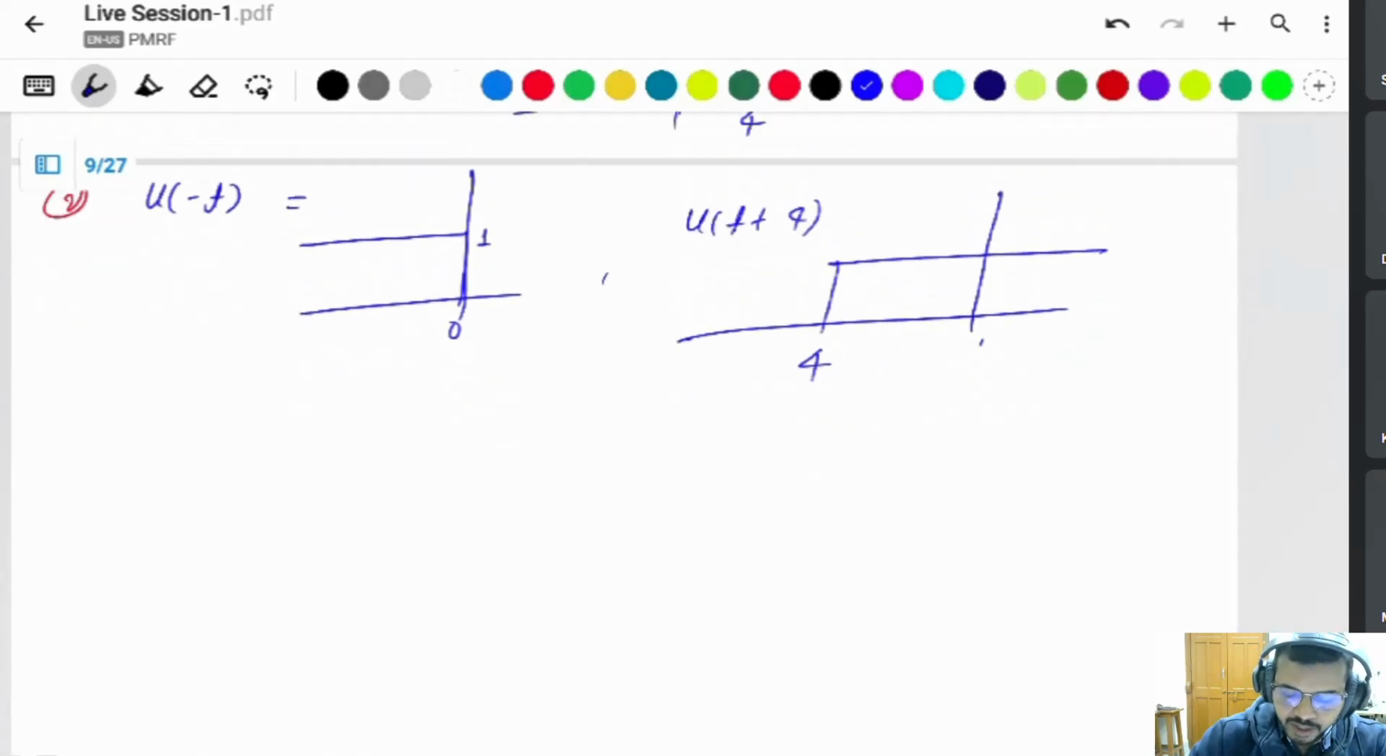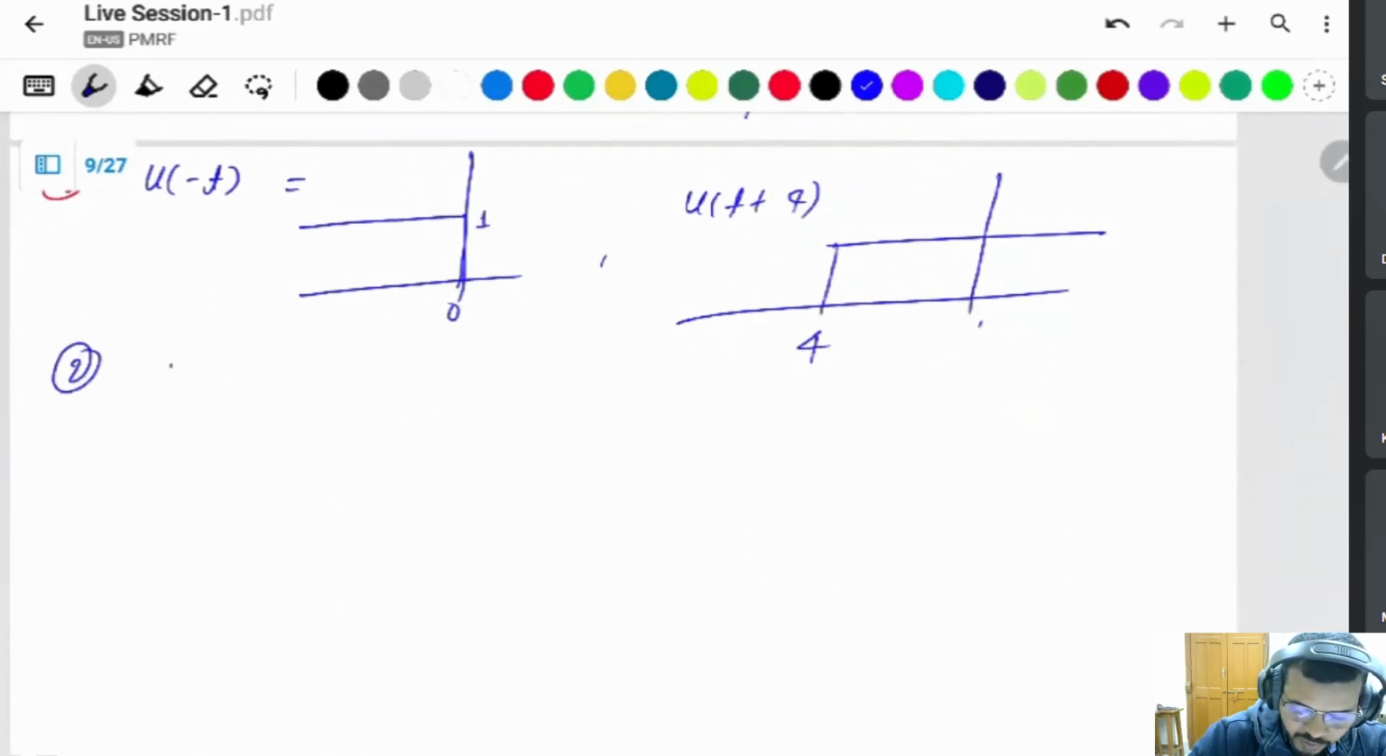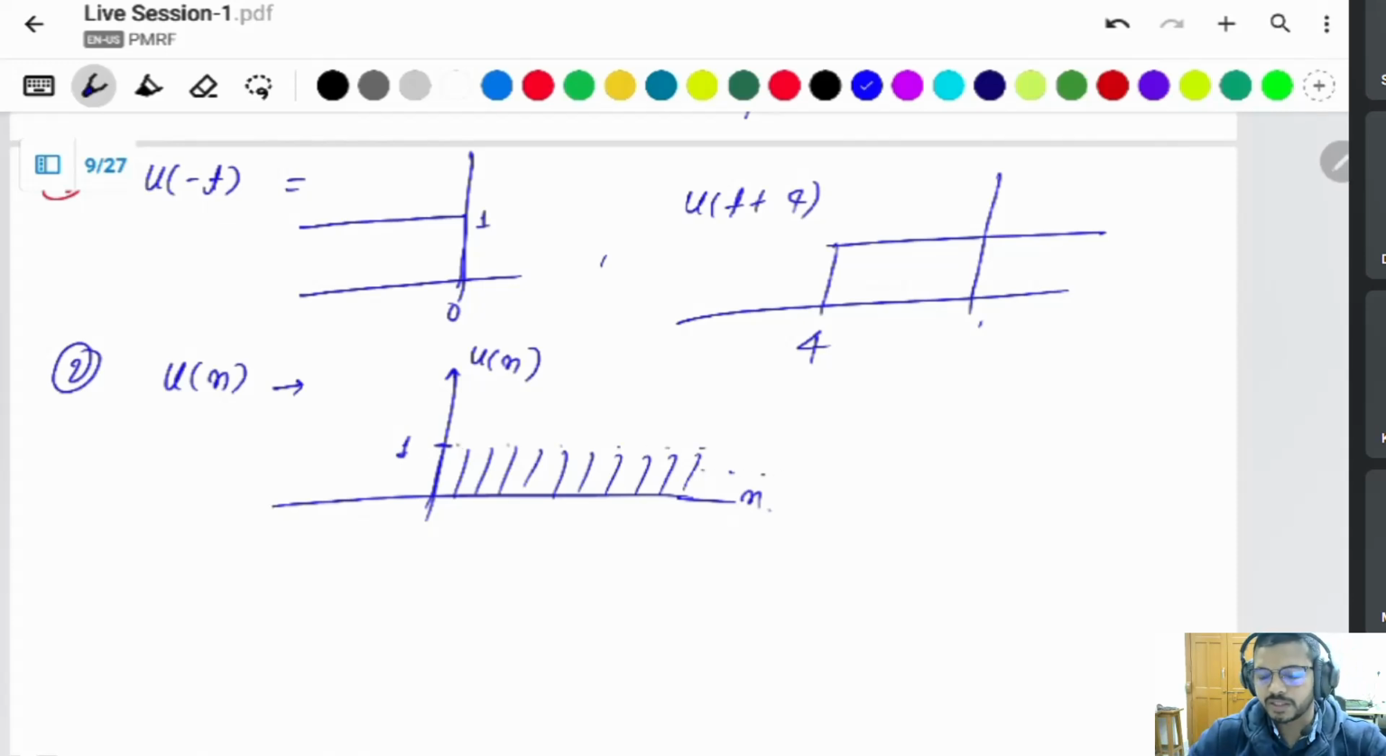Same thing in discrete time, it becomes the representation u[n]. Same signal, but in discrete time. u[n] means the y axis value is 1, and it remains 1 for all time like that. If you shift this by minus 1, then it will start from 1 here, from 1, like that.